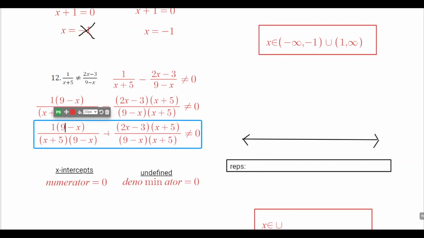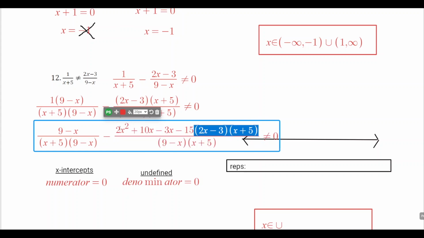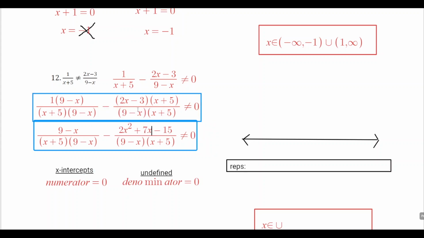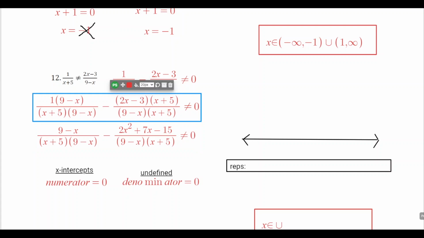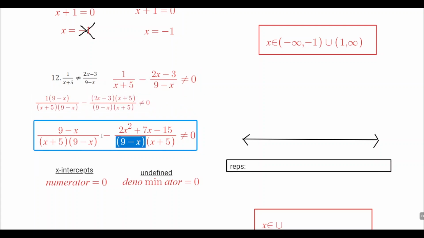So this is going to be, well, 1 times anything is just going to be the anything, so that's not very interesting. And then over here, we're going to have 2x squared plus 10x minus 3x minus 15. And we can combine the 10x minus 3x to 7x. So now we're going to combine our like terms here. And this is getting a little cramped, so I'm going to make my font a little smaller here.